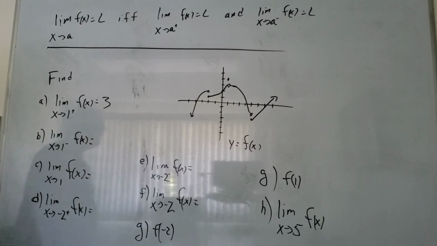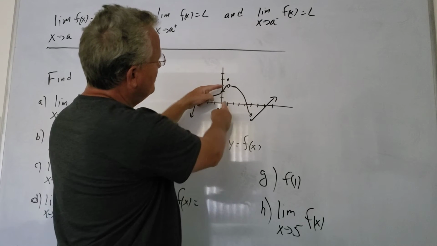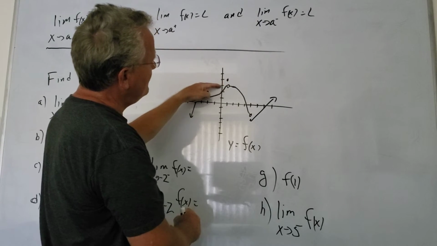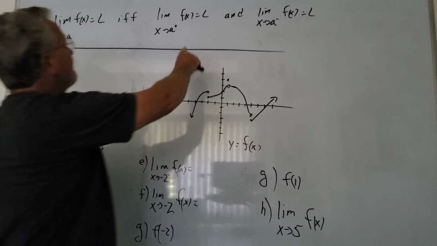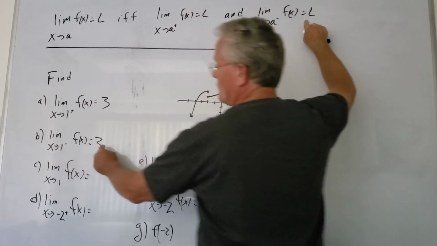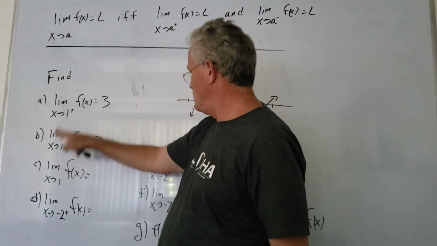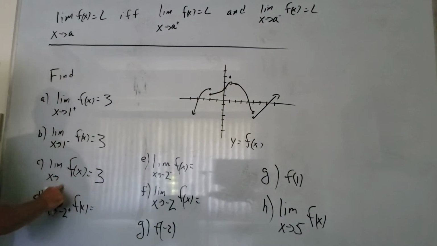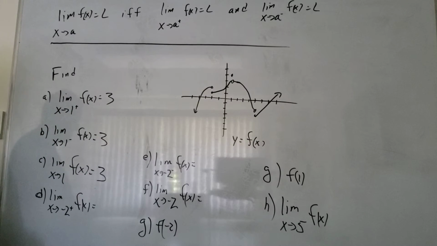What's the limit as we approach 1 from the left? Well, here's 1. So we move along the curve and get closer and closer to x equals 1. It looks like our y value is going to be 3. Okay. Well, by the definition here, the limit from the right is equal to 3. The limit from the left is also 3. Therefore, the limit as we approach 1 is 3. And again, that's because the limit from the right and the left are both 3, therefore the limit is 3.